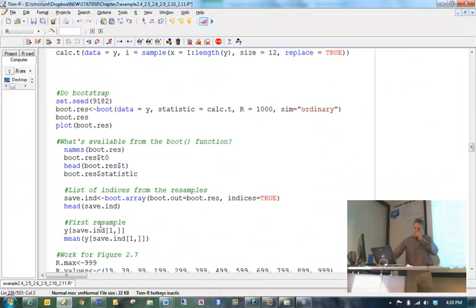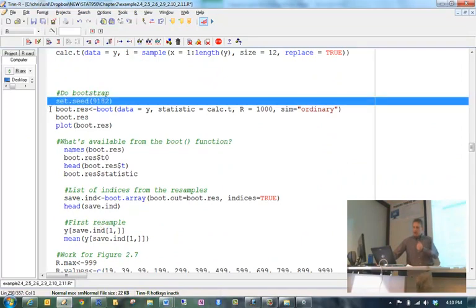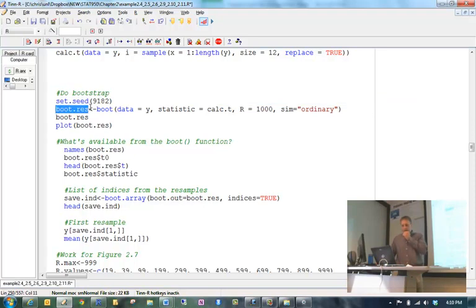And now let's use the boot function. First I'm going to set a seed to make sure I can reproduce my results. Put the results into boot.res. Could call it something else. I just decided to call it that because it stands for bootstrap results. Use the boot function like we did with parametric bootstrap. Data equal y, my statistic equal calc.t. Let's say I want 1,000 resamples. And here is the main difference with the parametric bootstrap. We say sim equal ordinary now. I don't know why they don't say non-parametric. They just say ordinary. And that's basically it.